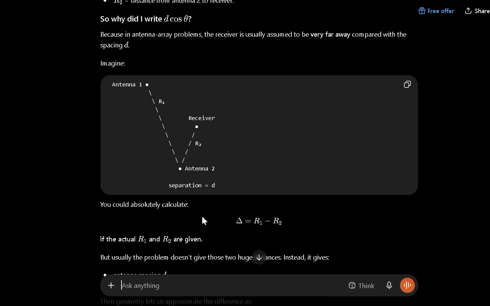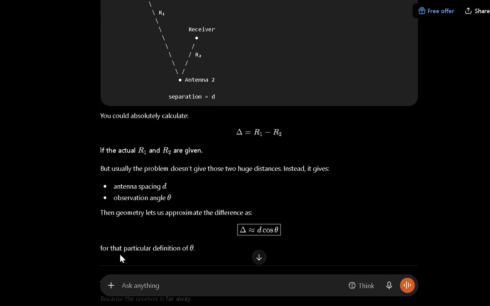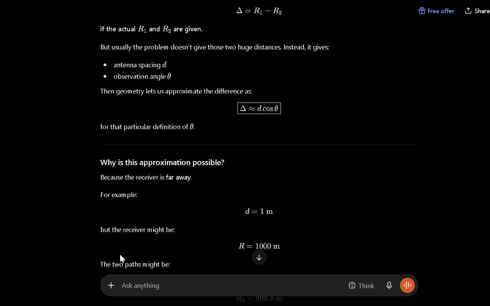You could absolutely calculate R1 minus R2 if the actual R1 and R2 are given, but usually the problem doesn't give those two huge distances. Instead it gives antenna spacing and observation angle theta. Then geometry lets us approximate the difference as delta R approximately equals d cos theta. For a particular definition of theta, why is the approximation possible?